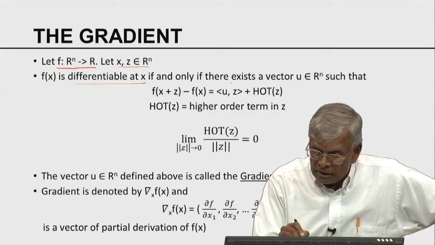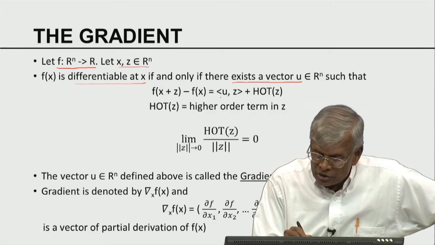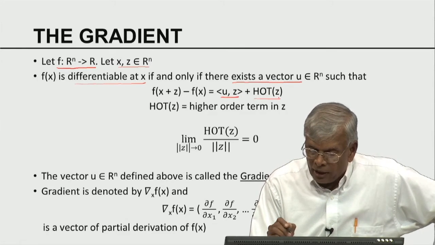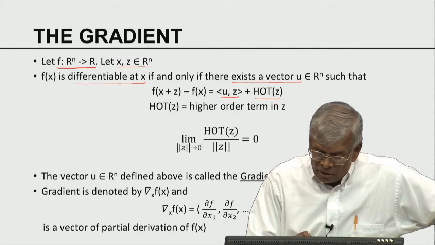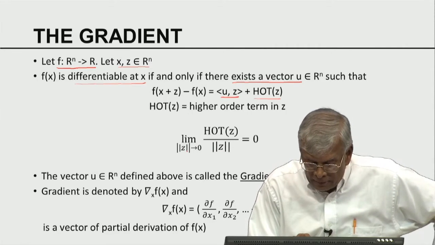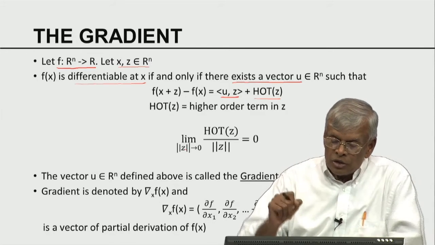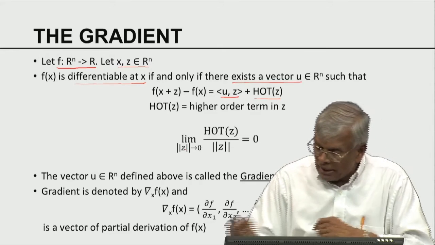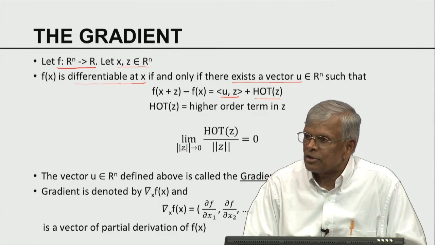So the definition is contingent on the existence of a vector. So this is an inner product. HOT means higher order terms in z. And what is the property of the higher order term? The ratio of the higher order term to the norm of z goes to 0 as z goes to 0. This is the limit. So such a u is called the gradient of f of x with respect to x. So this is the most general definition of a gradient.